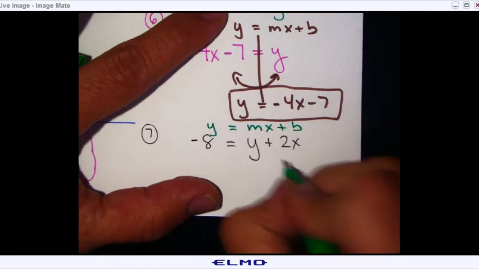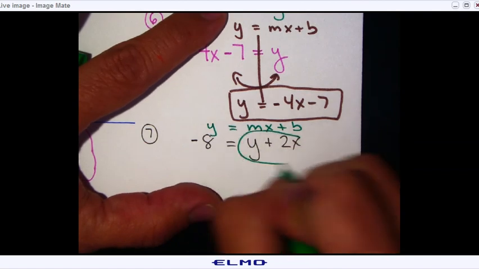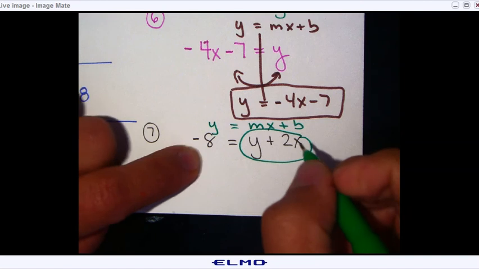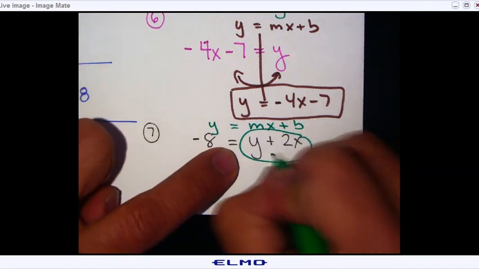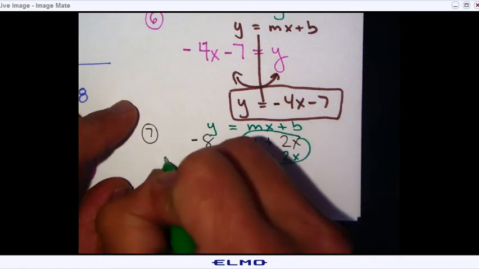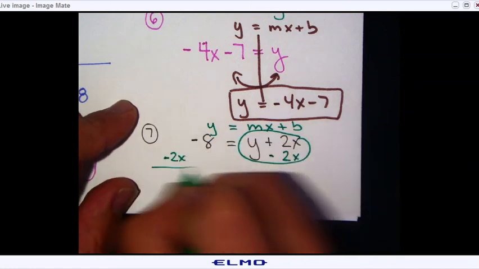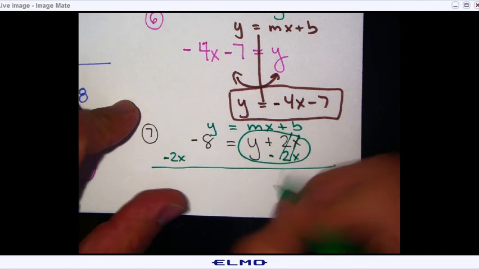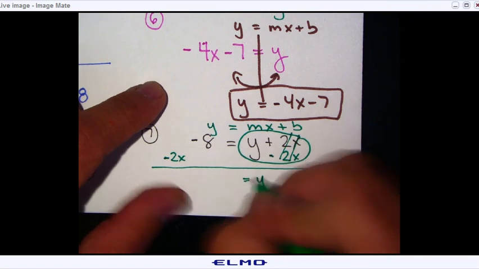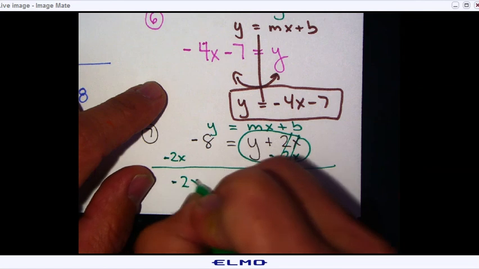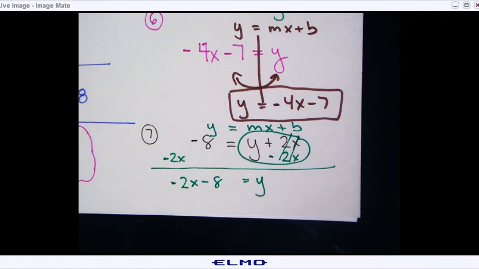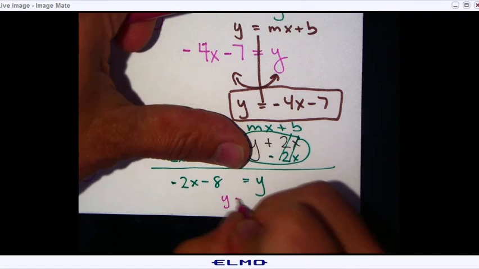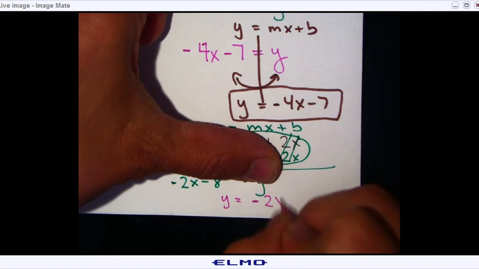So let's do this. Let's solve for y on this side. Okay. So I'm going to get rid of the what? The 2x. So how? Minus 2x. Correct? Minus 2x. Okay. So that becomes a 0. So y equals negative 2x minus 8. See that? Now flip them. So y is on this side and negative 2x minus 8.